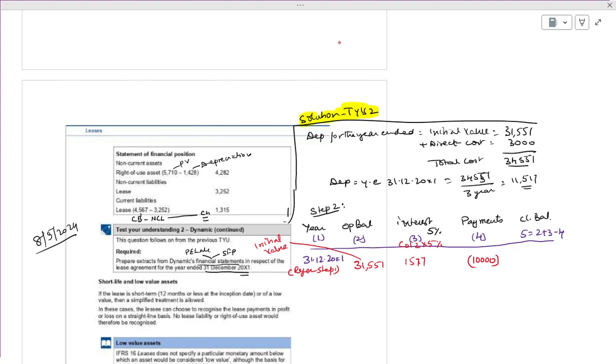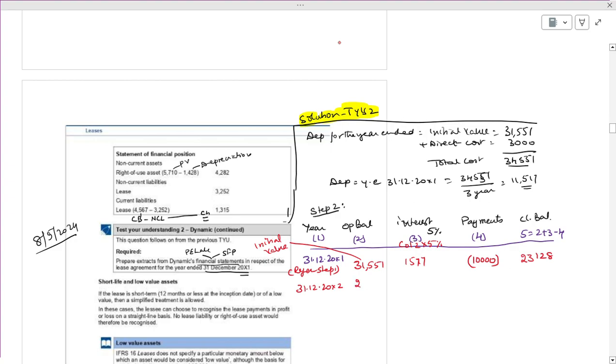How much is the closing balance? 2 plus 3 minus 4. 23,128. Don't worry about the totals. Now, 31/12/2002. Keep in mind non-current liabilities and current liabilities. That is the only thing you should be very careful about.